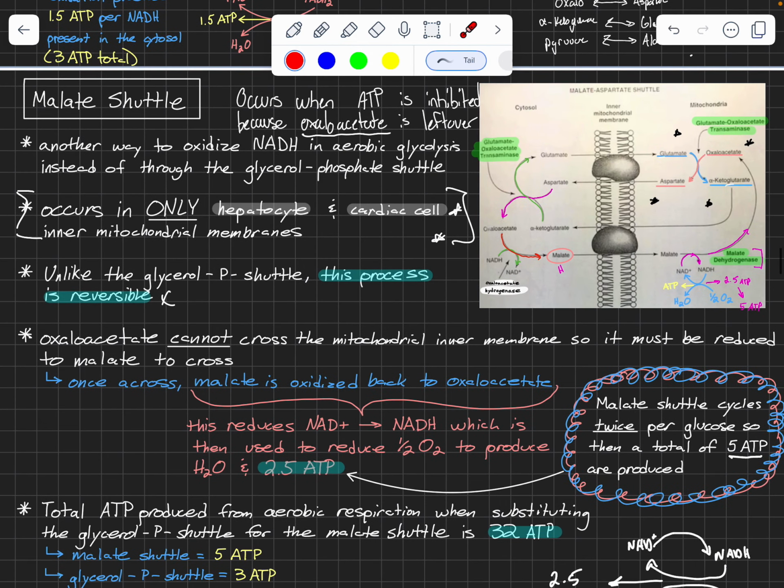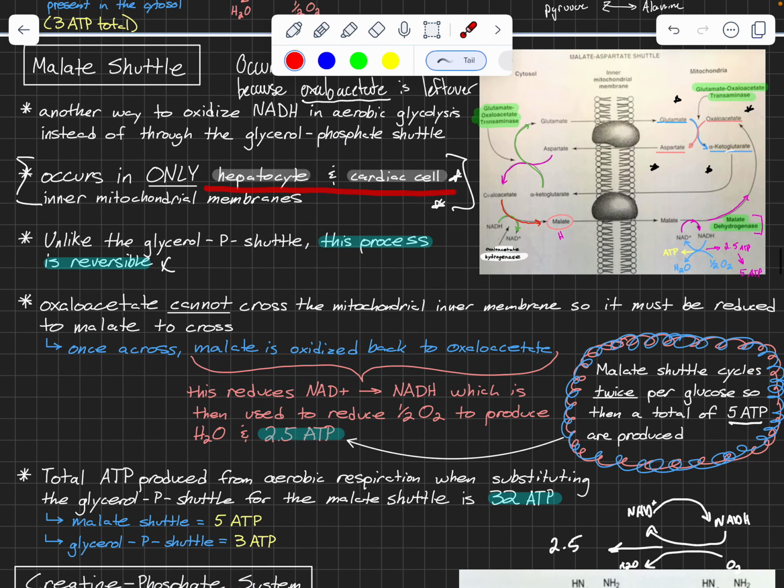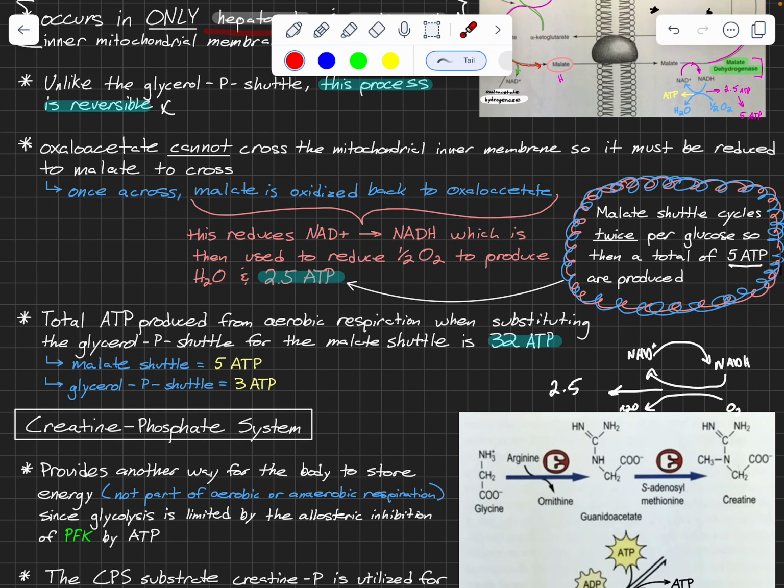Let's see what other big stuff, again, hitting on hepatocyte and cardiac cells. Yep.